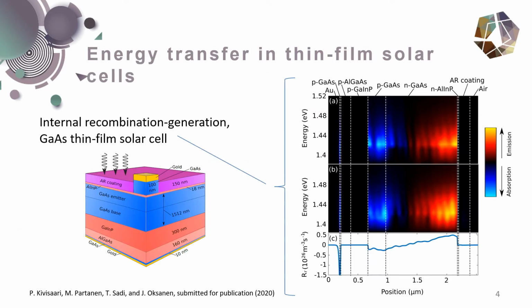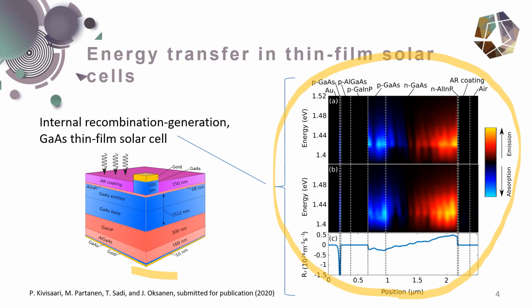This is one of the first new results we got using this model. This image shows the net recombination generation rate of this gallium arsenide solar cell under illumination with the solar generation rate subtracted. These rates are plotted as a function of position and energy for TE modes and TM modes, and here is also the total rate. Here, the yellow color corresponds to emission and blue color corresponds to absorption.